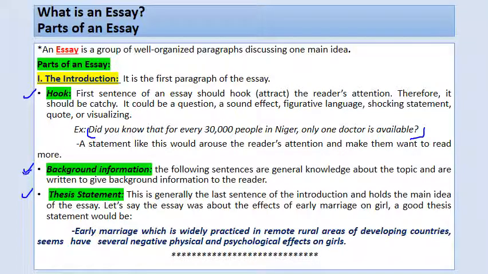Then you give me background information. You can write a definition of what you're going to discuss, but don't give any details or examples. Then your thesis statement, which is the main idea taken, of course, from the question I asked you. Okay, a sample would be early marriage, which is widely practiced in remote and rural areas of developing countries, seems to have several negative physical and psychological effects on girls. So I'm going to discuss physical and psychological effects of early marriage.